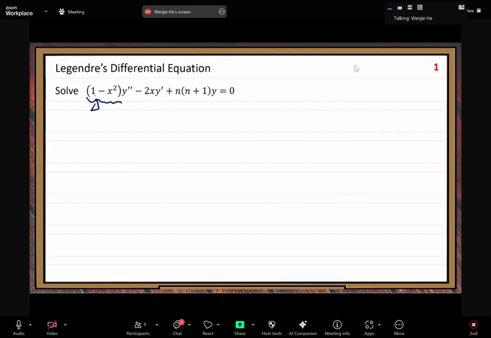All right, so the question is, how do we find a different way to solve it? We cannot use the way we solve the Euler-Cauchy equation. So here, let me recall the way. What's the way we solve the Euler-Cauchy equation?